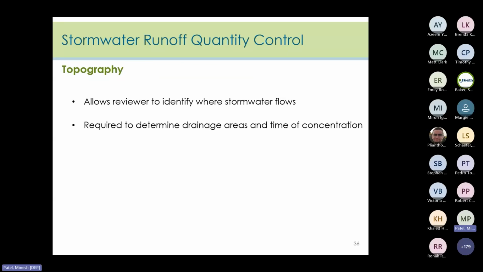So let's begin with taking a look at topography. Topography is very important in identifying where the stormwater flows, and it is required to determine drainage areas and the time of concentration. Reviewers should be able to find the topography information on the plans and make sure that it's accurate. This, in some cases, may even require the reviewer to physically see the site as well.